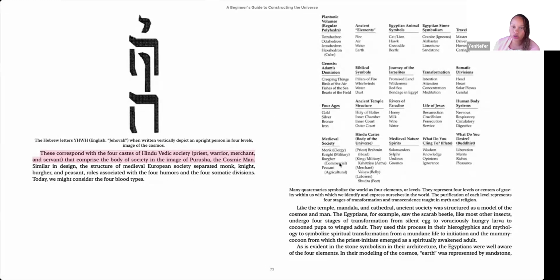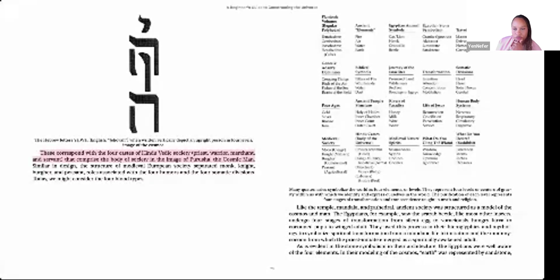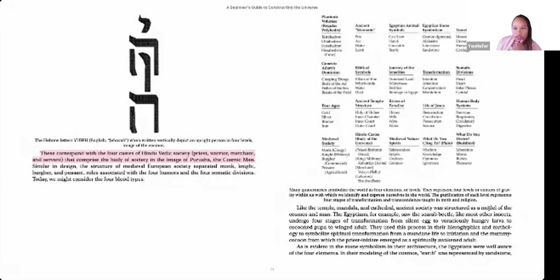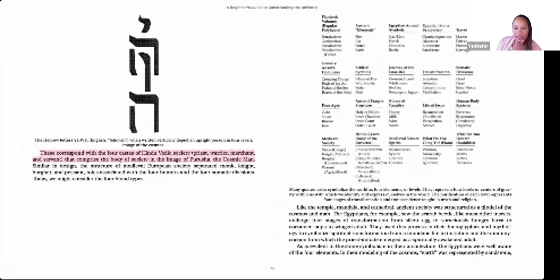But it says many quaternaries symbolize the world as four elements or levels. They represent four levels or centers of gravity within us with which we identify and express ourselves in the world. The purification of each level represents four stages of transformation and transcendence taught in myth and religion. Like the temple, mandala, and cathedral, ancient society was structured as a model of the cosmos and man.